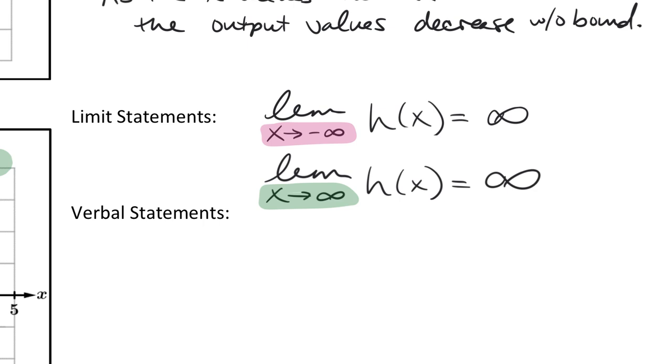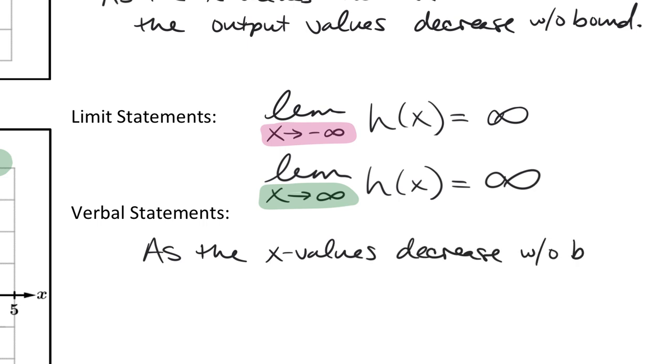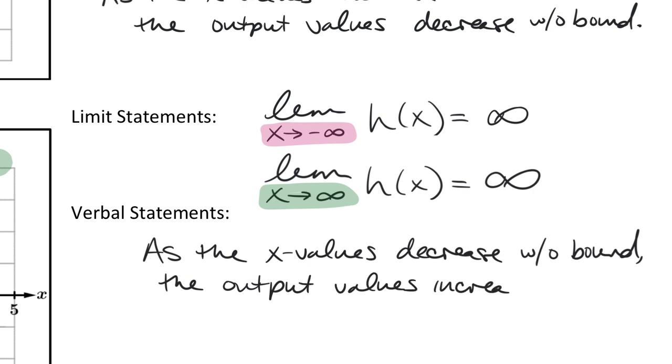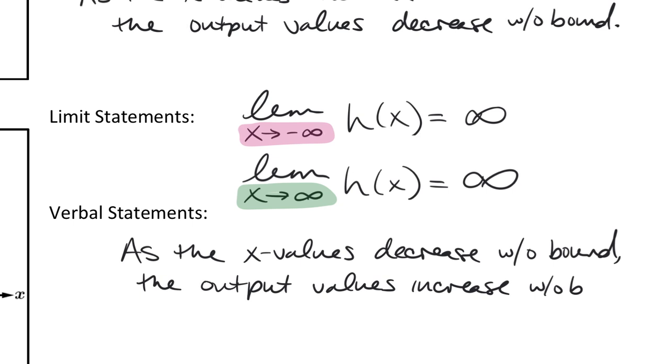If we were writing the verbal statements here, we would say as the x values decrease without bound, we're talking about as we go down, that's to the left, sorry, not down. The output values increase because we go up to positive infinity, increase without bound. That's not how you spell the word bound.